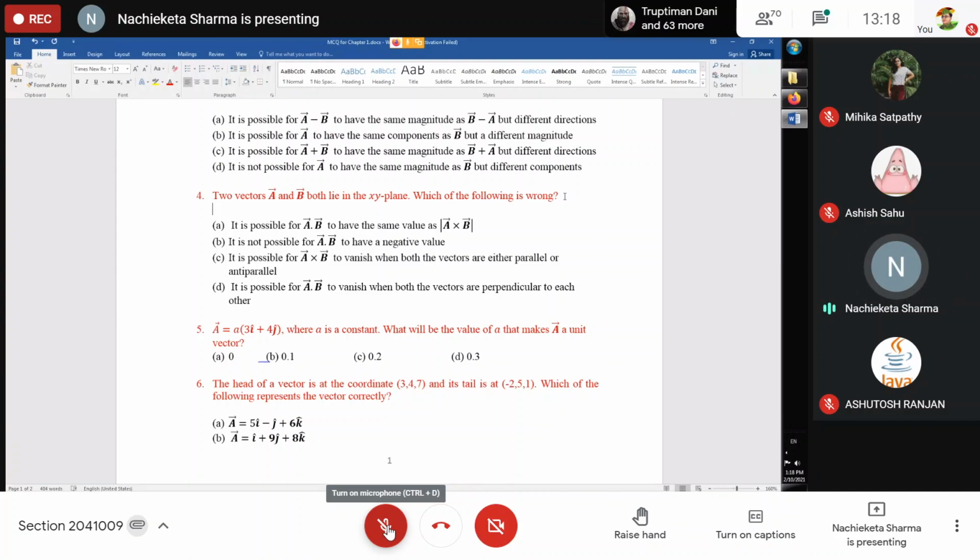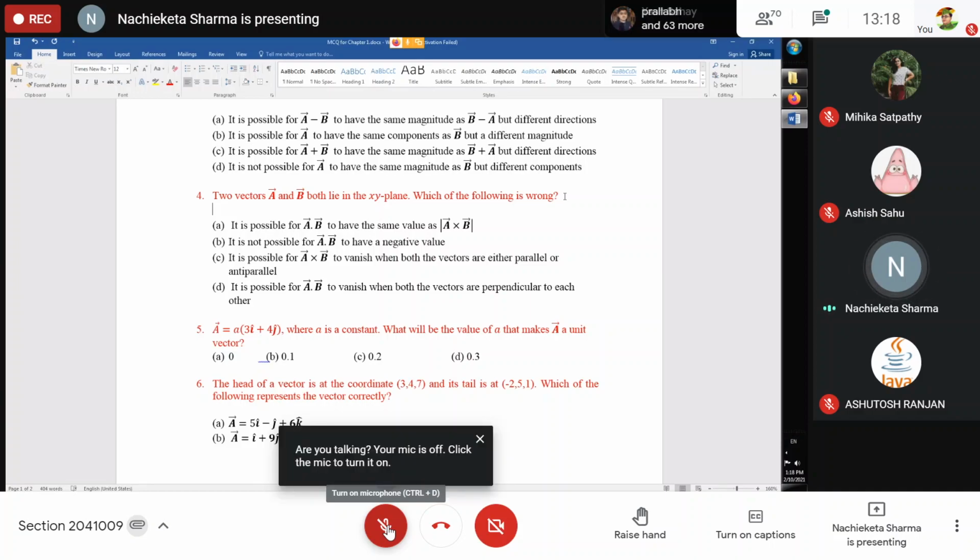It is possible for A cross B to vanish when both the vectors are either parallel or anti-parallel. Yes, when the vectors are parallel, theta is equal to 0 degrees, and A cross B will be AB sin theta n cap. So sin 0 will be 0. Similarly, anti-parallel means 180 degrees and sin 180 degrees is 0. So A cross B will vanish.